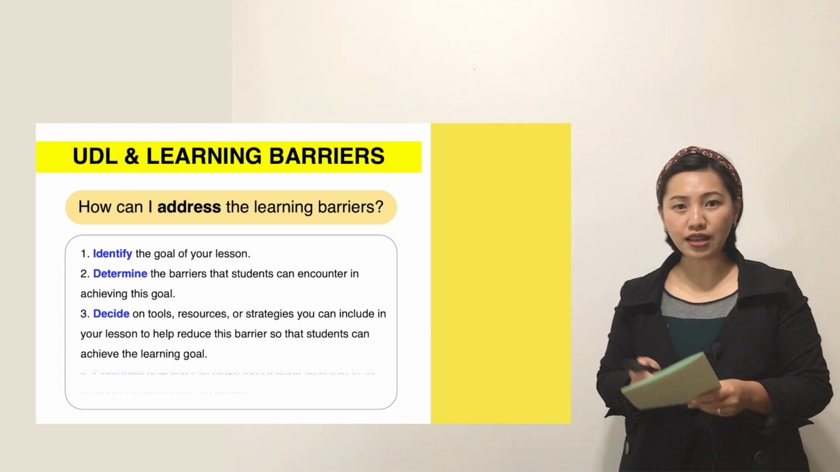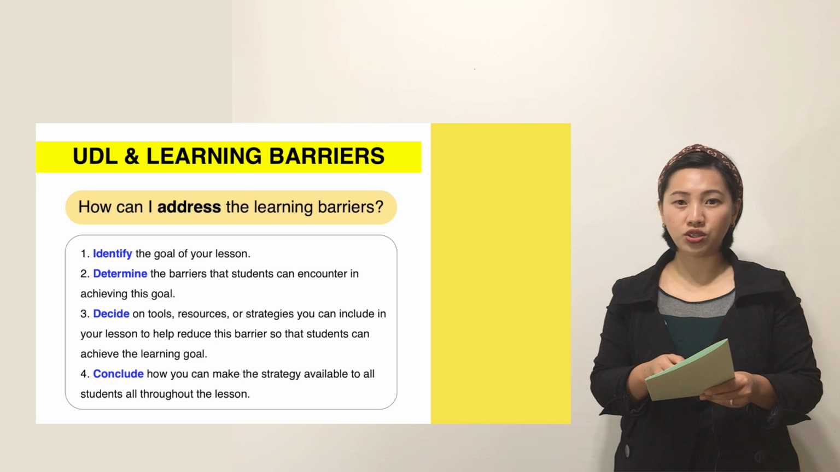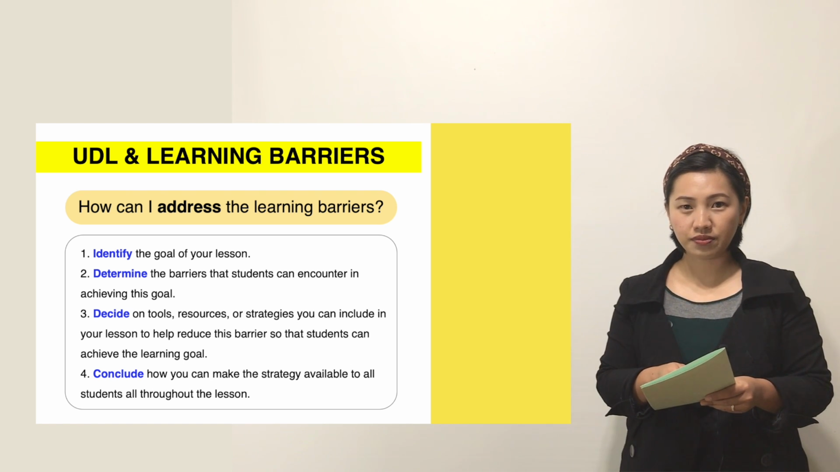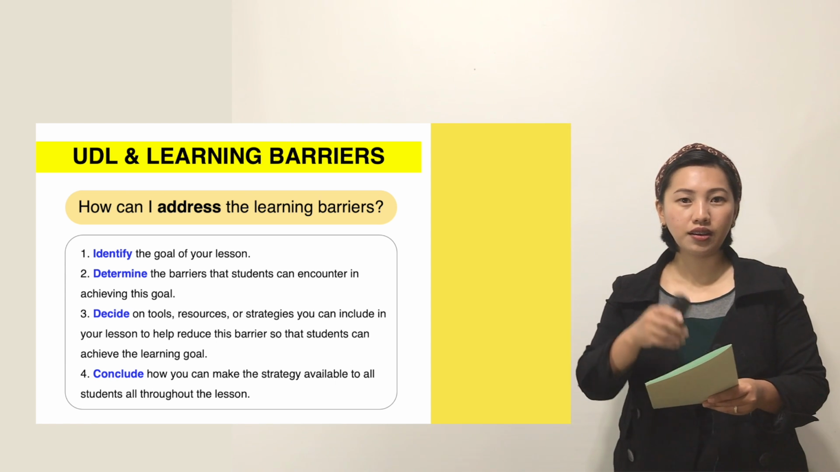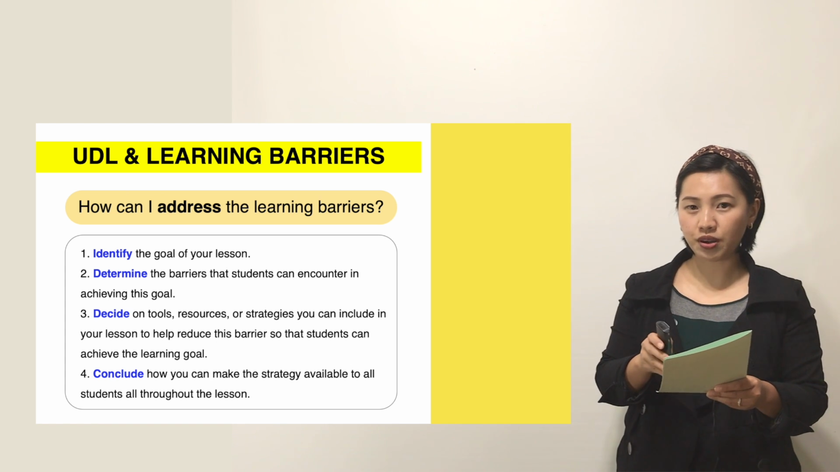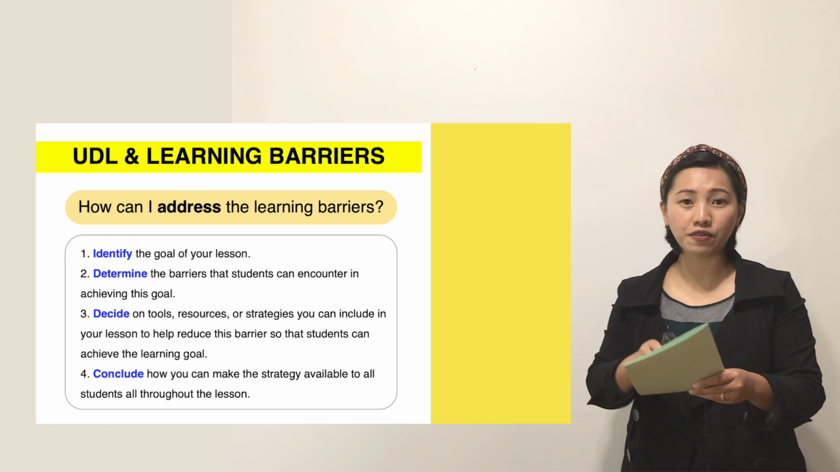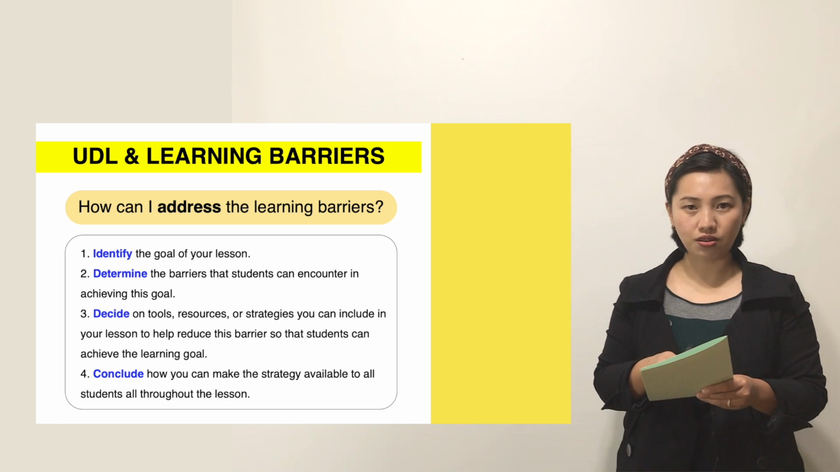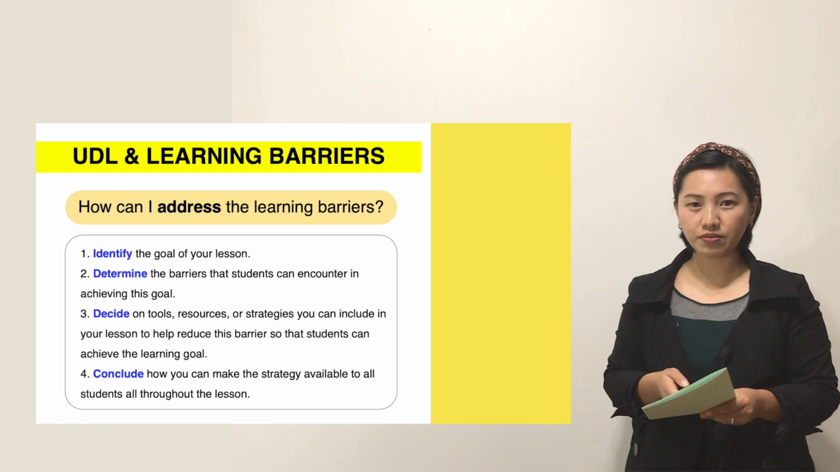Okay, and then we have the last one. Conclude how you can make the strategy available to all students all throughout the lesson. In part one, we said that in a UDL classroom, accommodations, right? You remember accommodations? Accommodations should be available for everybody, no matter how minor or severe their challenges are.